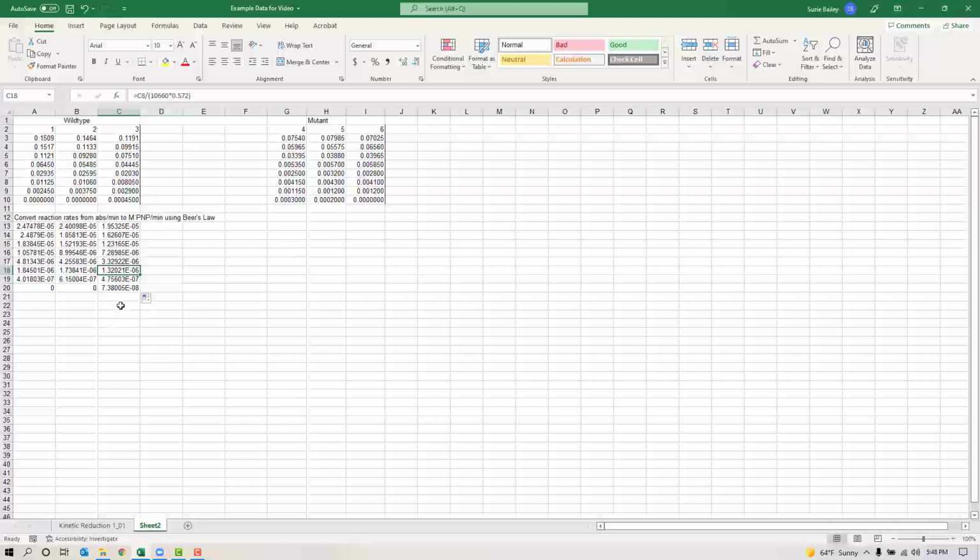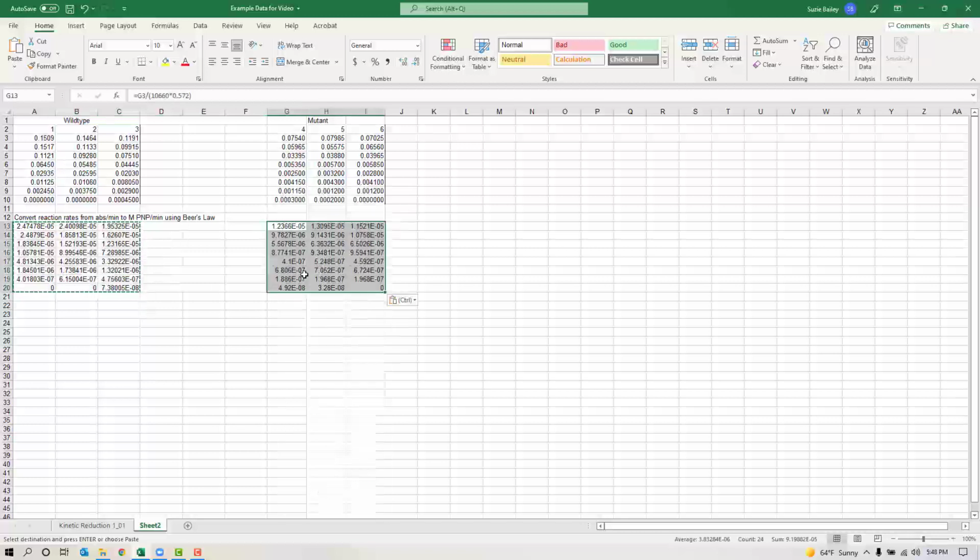Now my mutant values are going to be basically put into exactly the same equation, and so I can just click and drag to copy all of these formulas over here below my mutants, and since I have exactly the same number of data points and they are arranged in exactly the same way, Excel will just redo that calculation with those numbers. And again, you can click through here and just verify that it's using the right numbers, and it is. All right, so we have now converted reaction rates from absorbance per minute to molarity of PNP per minute.